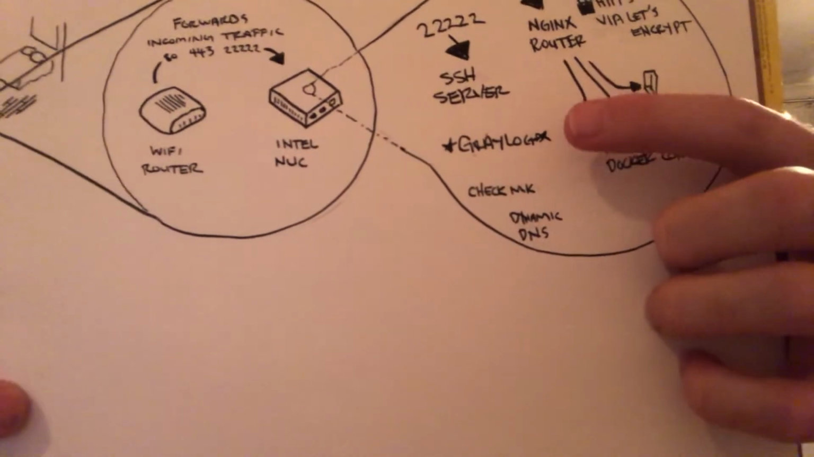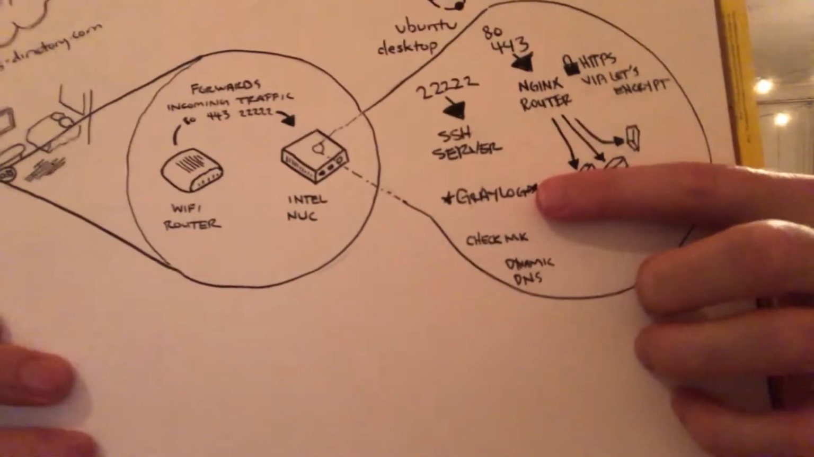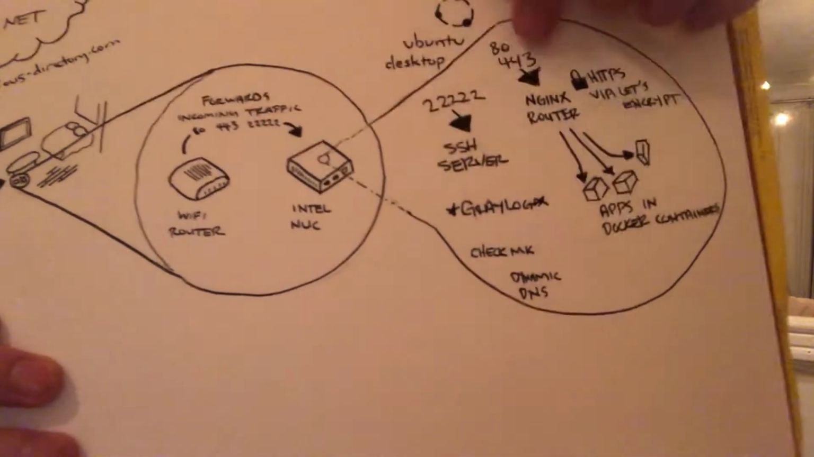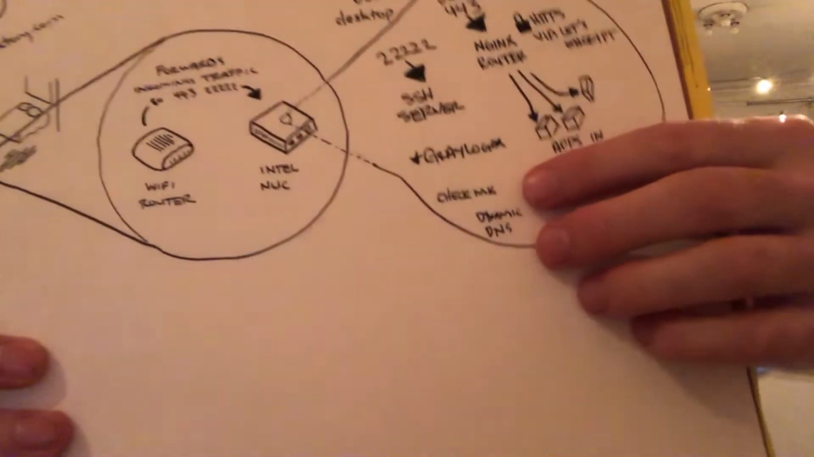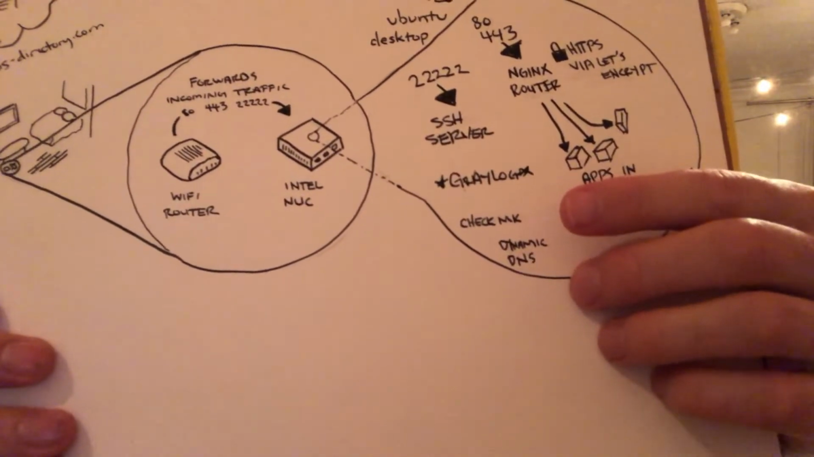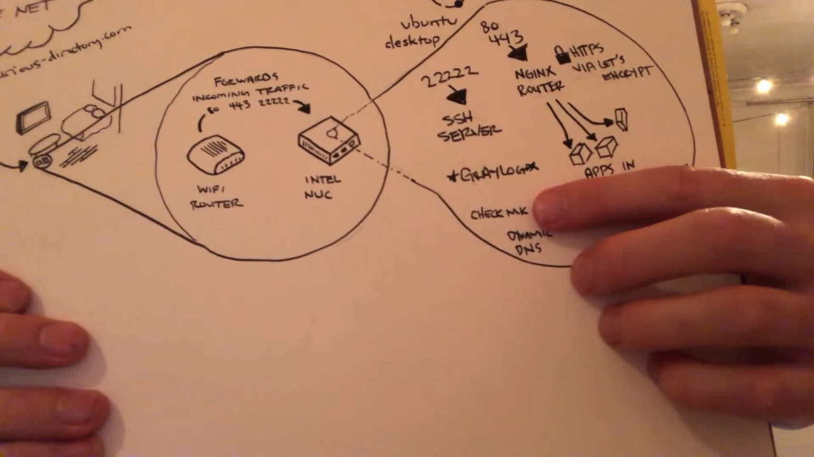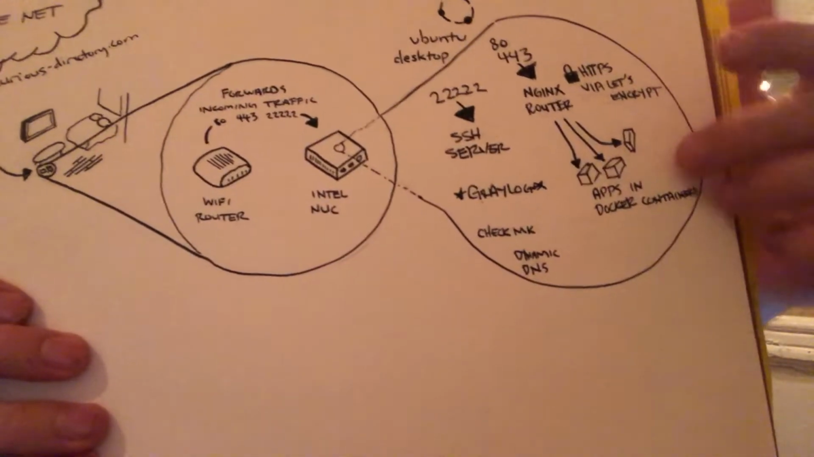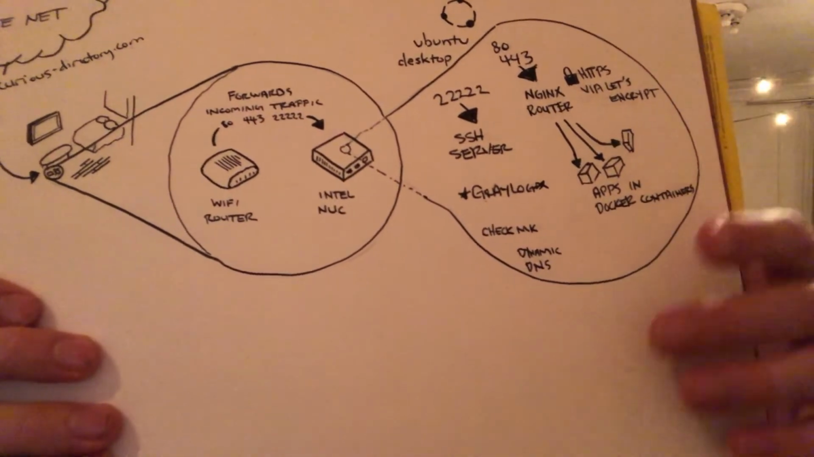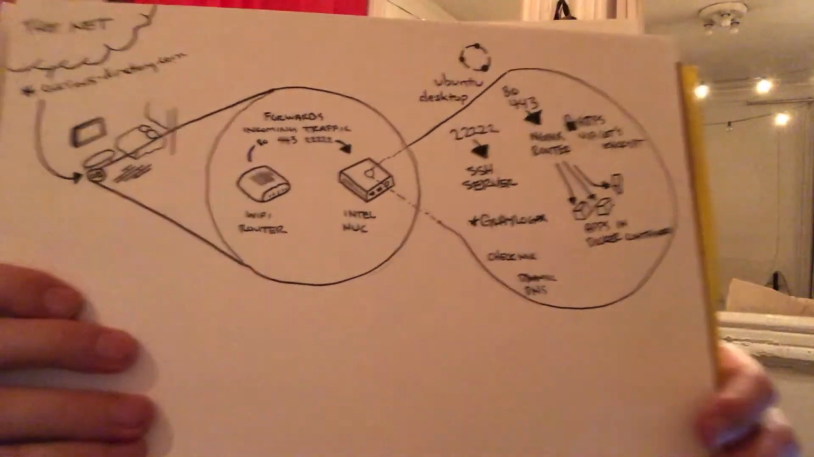We'll also install Graylog, which is log aggregation software. Any service I'm running will just pour its logs into Graylog so I can look at them in a web interface. And also CheckMK, which will visualize metrics on my server, like how much CPU it's using, how much memory it's using, and that's it.